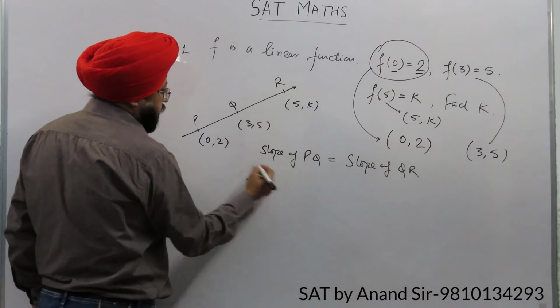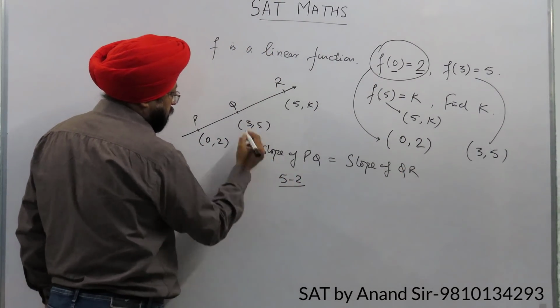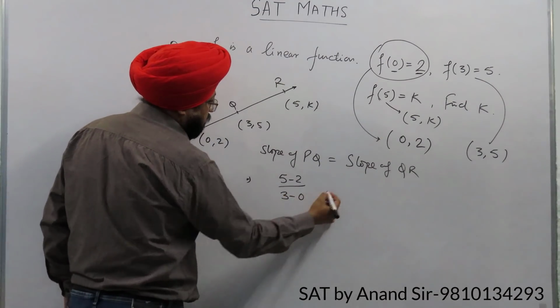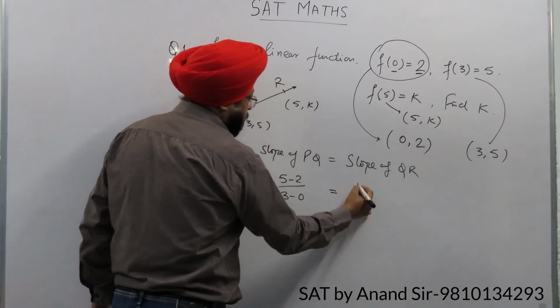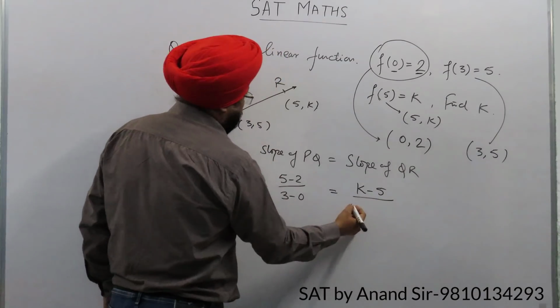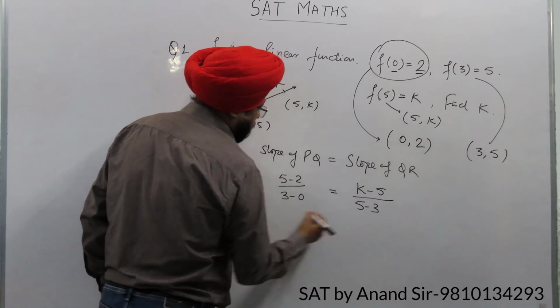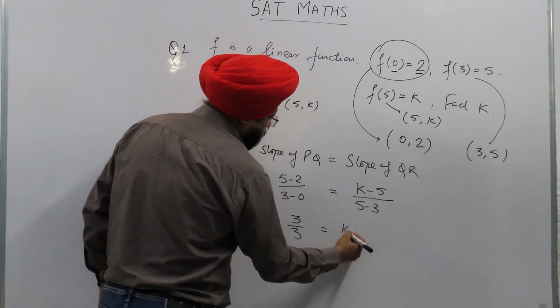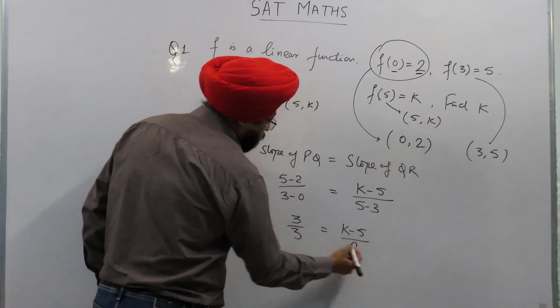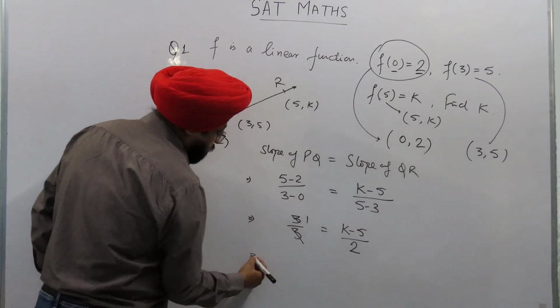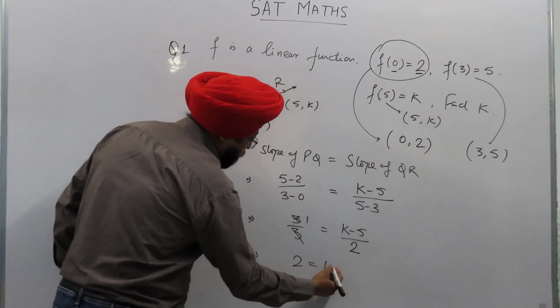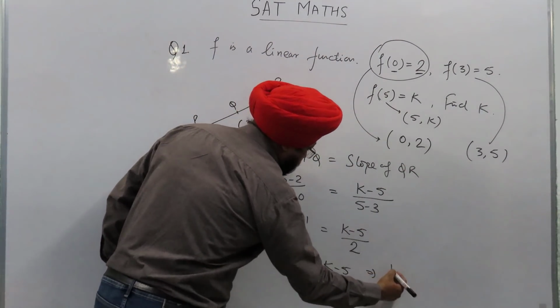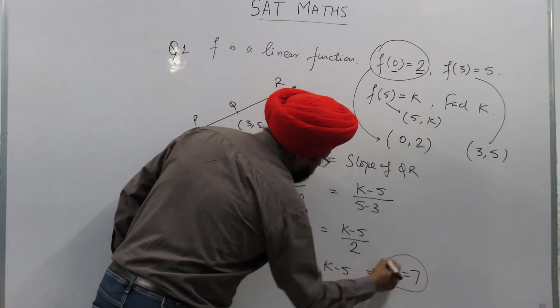It means 5 minus 2 over 3 minus 0 equals k minus 5 over 5 minus 3. It means 3 over 3 equals k minus 5 over 2. So this cancels out. You get 2 equals k minus 5. On further solving, simply k equals 7. So this is the answer.